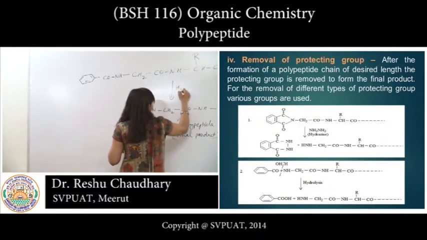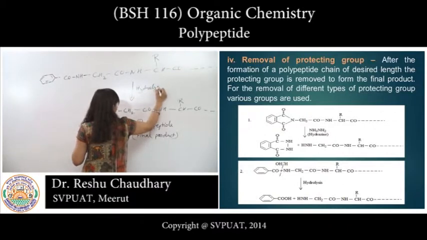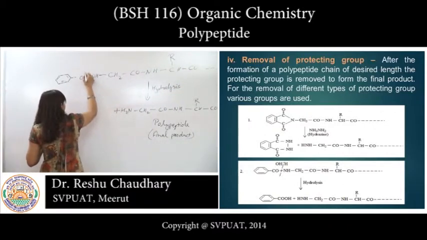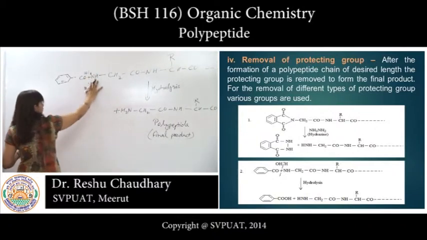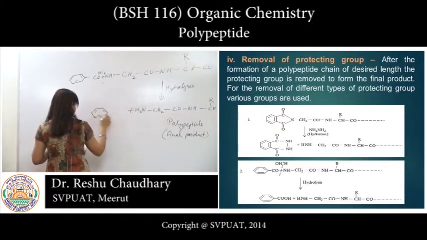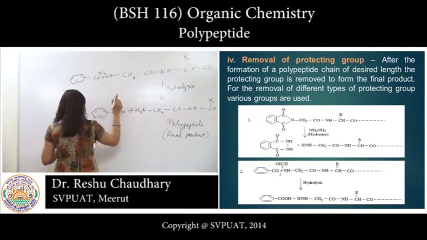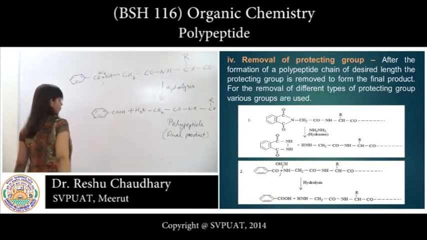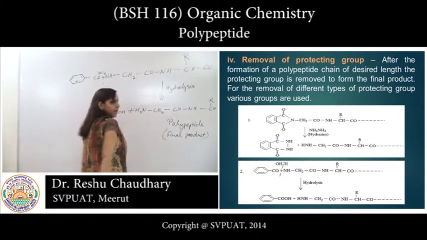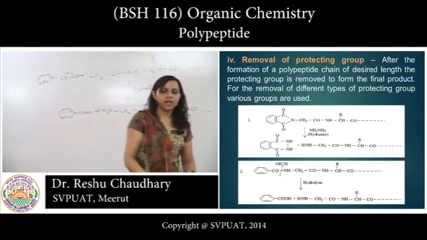When it goes with hydrolysis, then OH goes with CO and H goes with NH. The final product is polypeptide chain, and this protecting group comes out. This is the final product, the polypeptide chain, which we want.